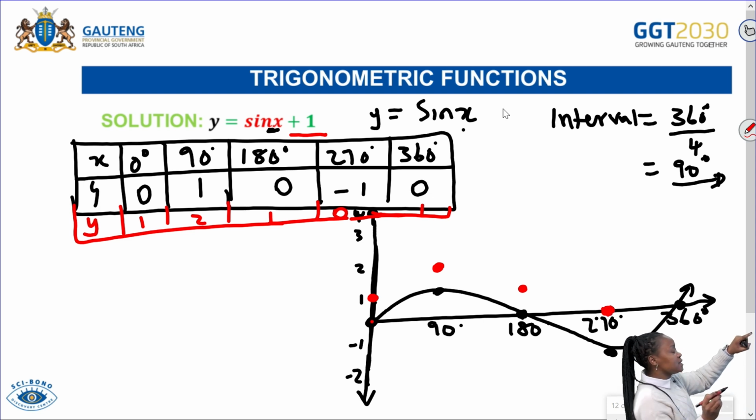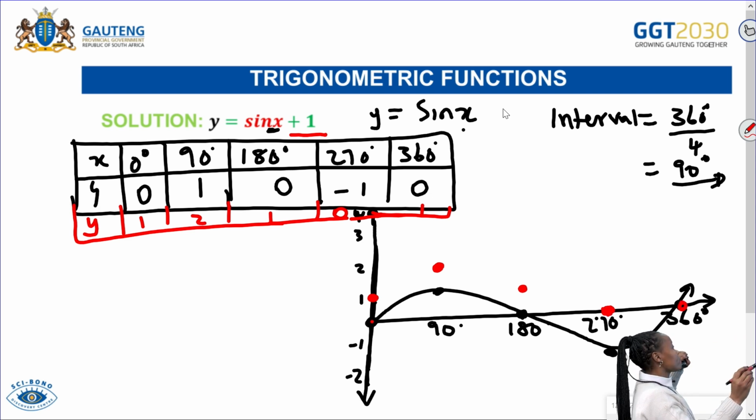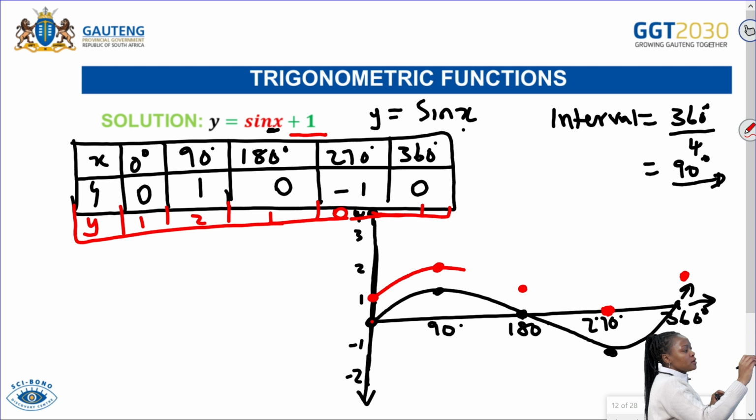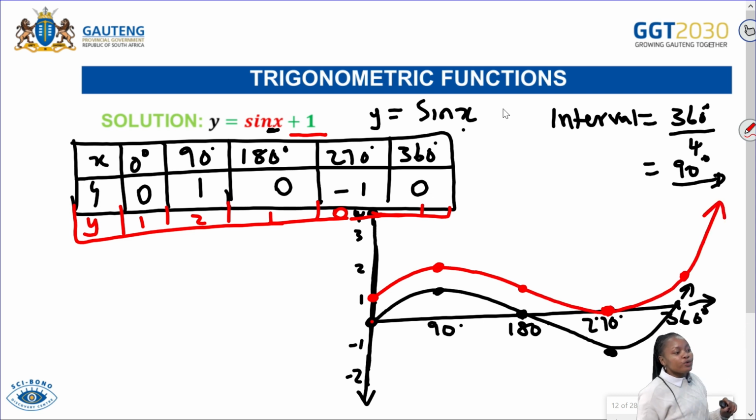So at 360 degrees, I have, oh sorry, it's going to be somewhere here at positive 1. Okay, so from here, it goes like this. You will notice that your graph has shifted from here to up there. Since you have plus 1, instead of starting from 0, it's now starting at positive 1. So it means your graph has shifted 1 unit upwards.